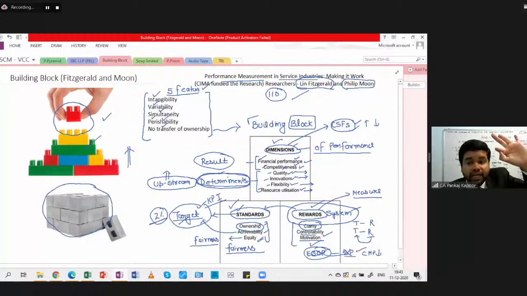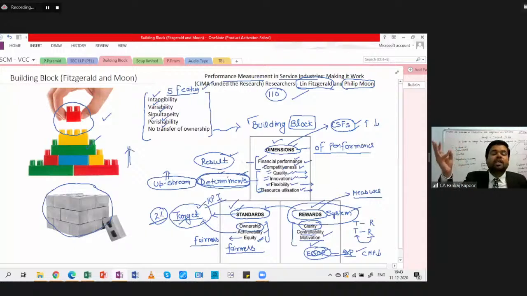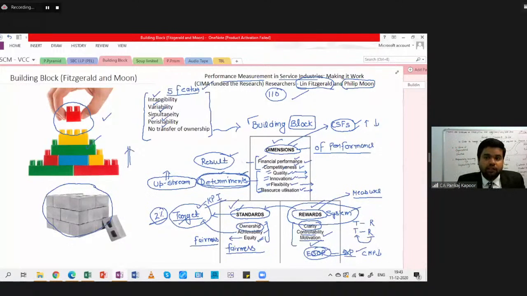But the determinants are the factors which will improve the future performance. If you enhance the quality, if you do the innovation, if you are flexible, if you are using your resources well, then your future performance will improve. So these factors are more important than the two result factors. Okay. Then further on, the standards. Standards are nothing but the KPIs or the targets. These are the key performance indicators. These are the targets based upon which we know whether the dimension is achieved or not.